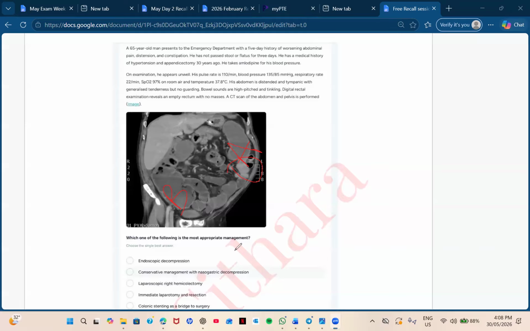Okay, here what can you see? What is this structure? This structure is the cecum, right? What has happened to the cecum? It's dilated, right? Can you see?